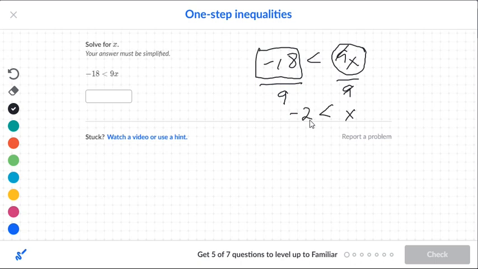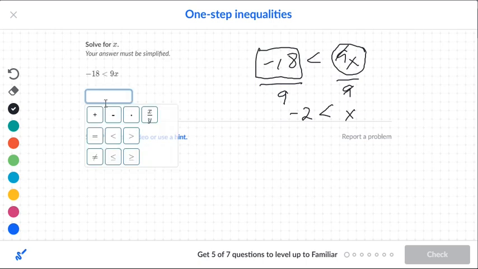But be careful with this. Always look at your letter. If your letter's negative, you're going to have to turn the sign the other direction. So we're going to go negative 2. Make sure you use the right inequality sign, and also make sure that you use the right variable.